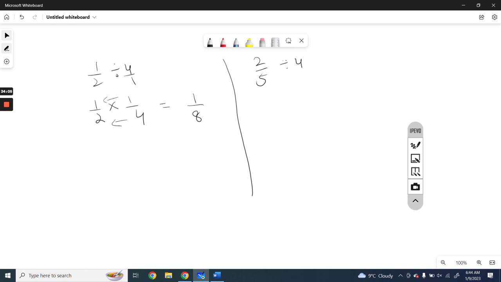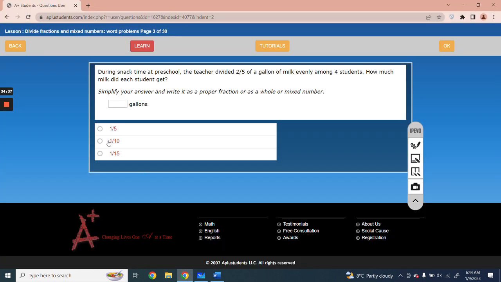So replace the division sign with multiplication and take the reciprocal of the term, so it is then 1 over 4. Got it? Just do numerator times numerator, denominator times denominator. 2 times 1 is 2 and 4 times 5 is 20. So divide by 2: 2 times 1 is 2, and 20 divided by 2 is 10. So the correct option is 1 over 10. Got it? Just select the correct option and click on the OK button.